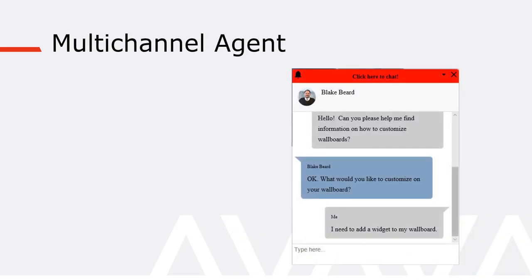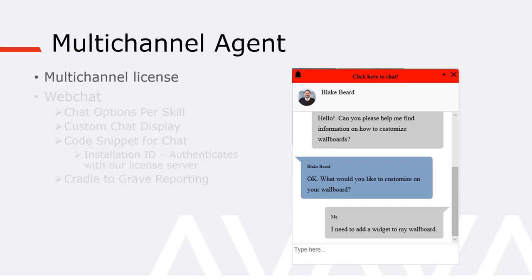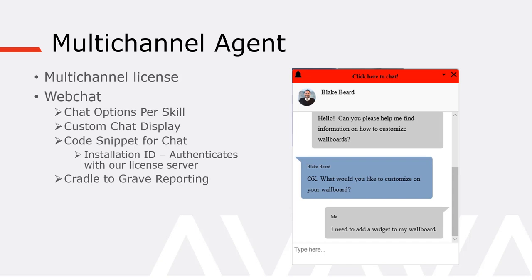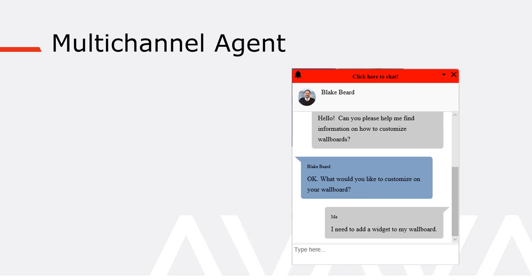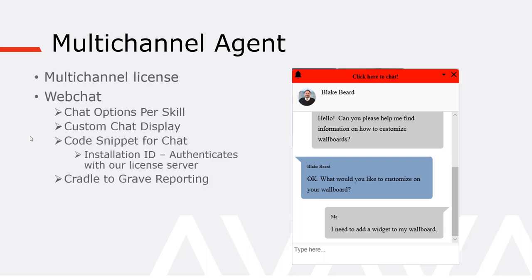Let's now go over the multi-channel agent, which is the web chat. And the reason why I'm going to do this real quickly is it's configured in the same place as the skill groups. All the different chat options are within the skill groups. You can customize the chat options.